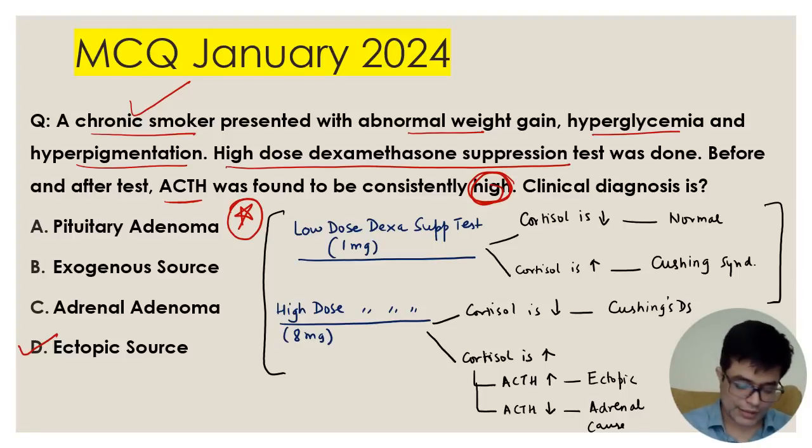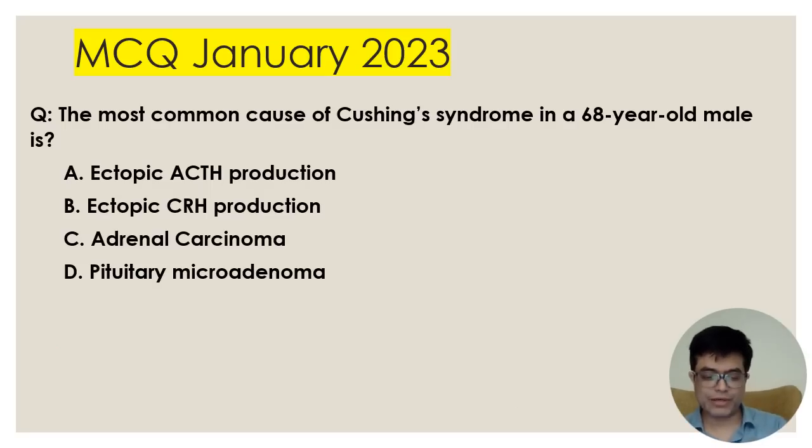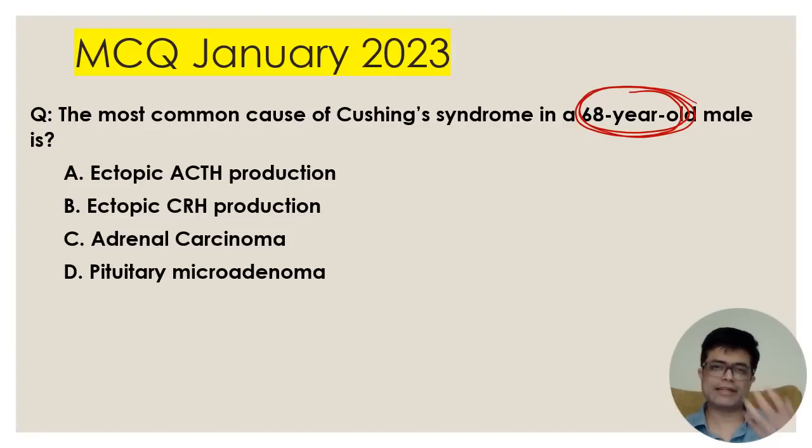Okay, now let us have a look at another question. MCQ January 23. Most common cause of Cushing syndrome in a 68-year-old male. Now they have not mentioned about exogenous cause, so the most common cause will be endogenous. 70 to 75% cases are caused by pituitary microadenoma, which causes Cushing disease, and so this is your correct answer. Explanation we have already done in the previous topic. Let's go to the next scenario.